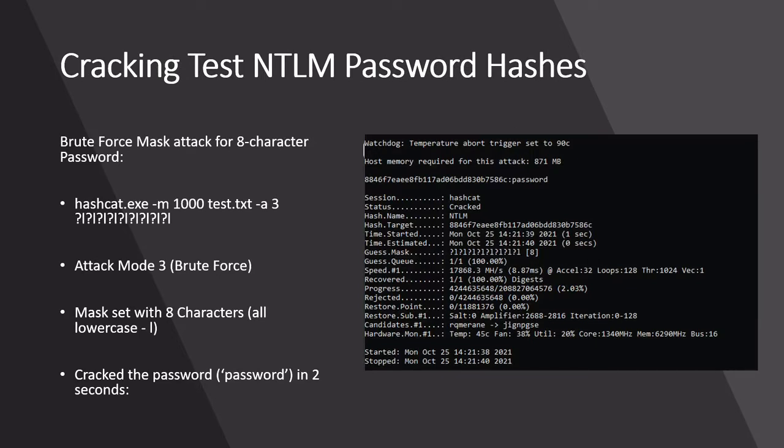All right, so now we have everything we need to start cracking. So let's look at a few examples of different Hashcat modes with some test passwords. First up is going to be a brute force mask attack. A file named text.txt contains the test hash of the password, all lowercase. The hash type, switch -m, is set to 1000. This is for NTLM hashes. The attack mode is set to 3 for brute force, and the mask is set to 8 lowercase characters. This password was cracked in just 2 seconds.